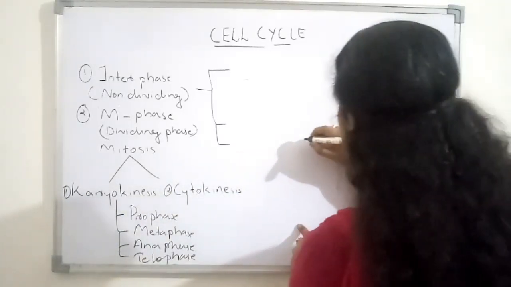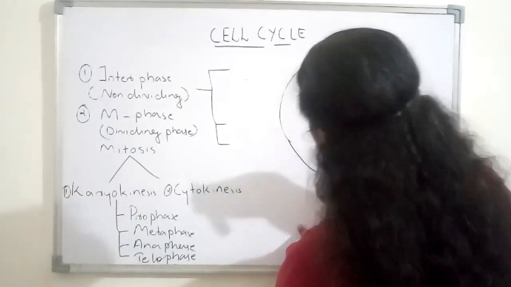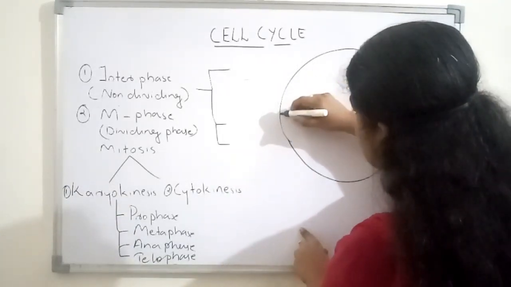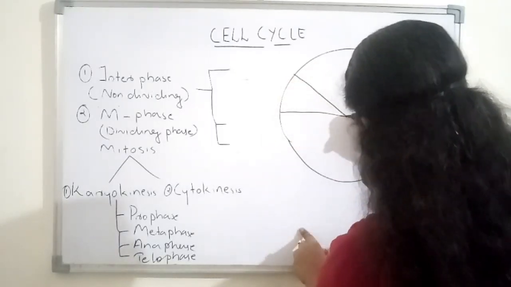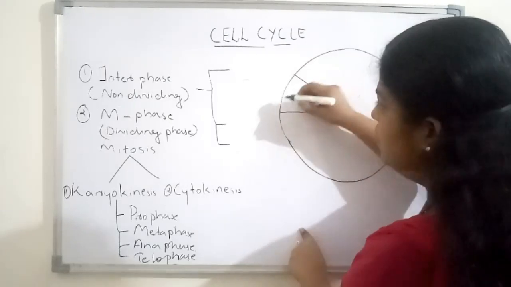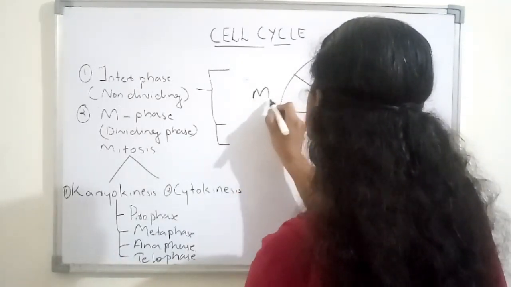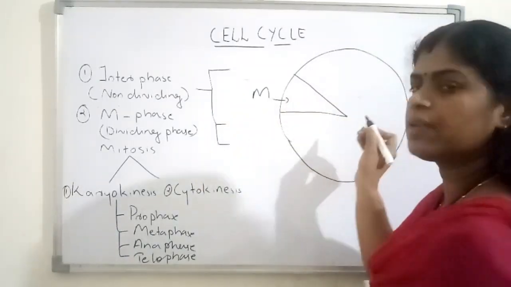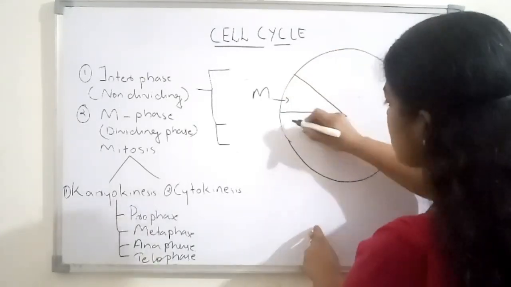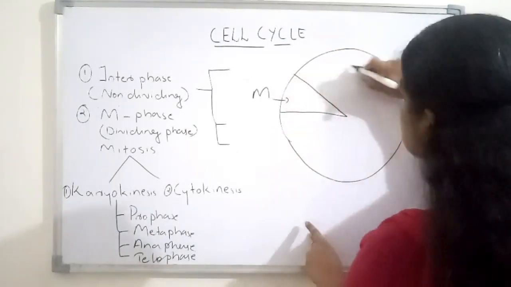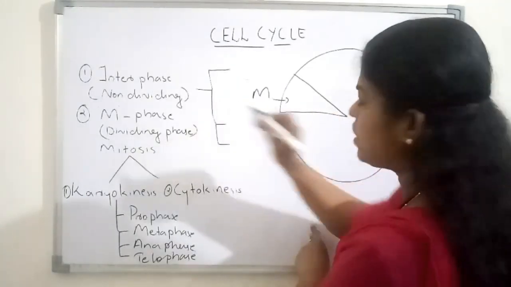I'm going to represent it as a cycle. See, there is a very small phase. This is actually the division phase, otherwise we can call it the M phase. This is the M phase, okay? The M phase we will discuss later. And now we are going to discuss the interphase. The whole of this space is representing the interphase or the non-dividing phase.